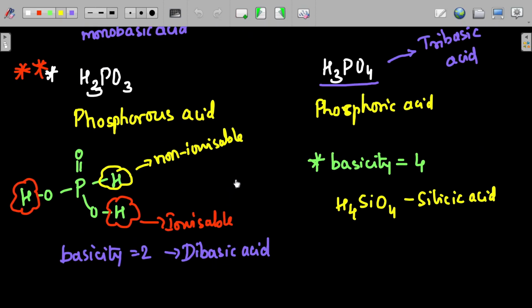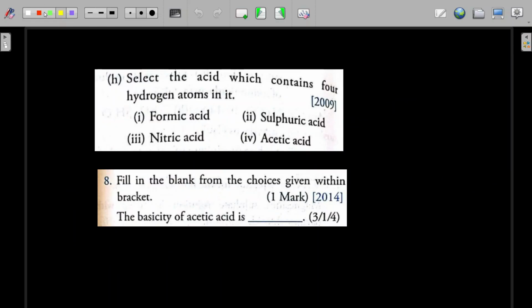Same thing. Whatever they ask you to give a reason on this basicity part, go with the definition only. How many hydronium ions is it giving in water? Chanvi, can you answer this one? Select the acid which contains 4 hydrogen atoms in it.